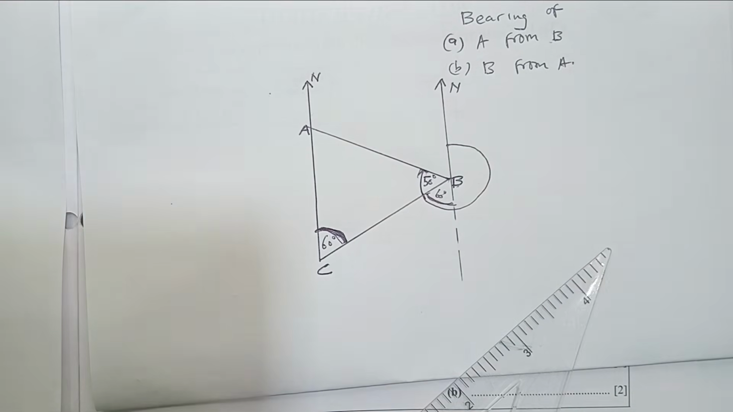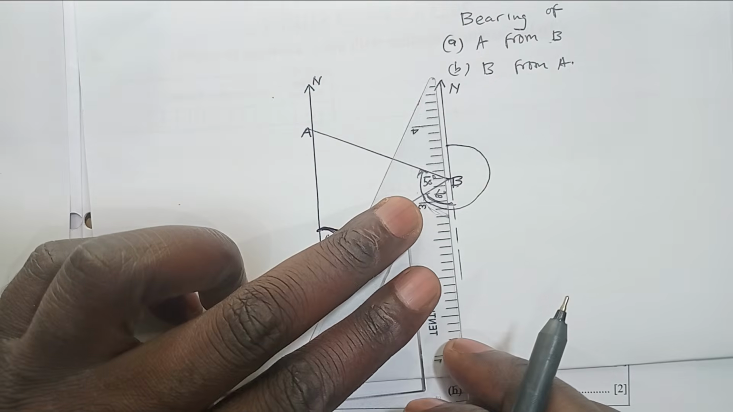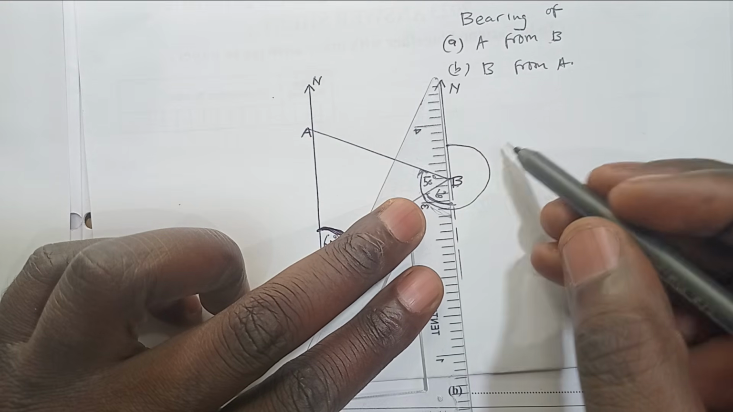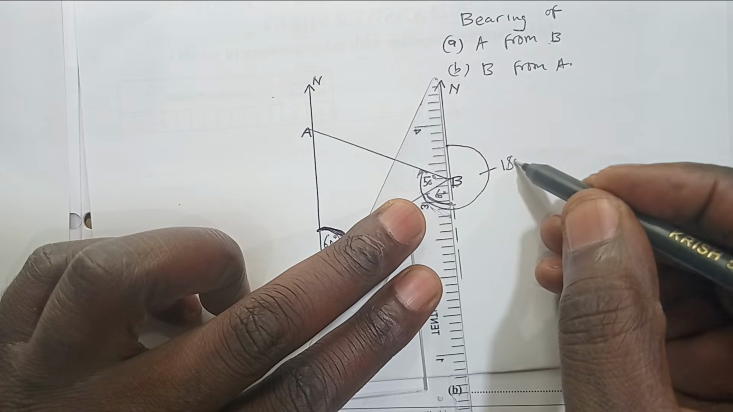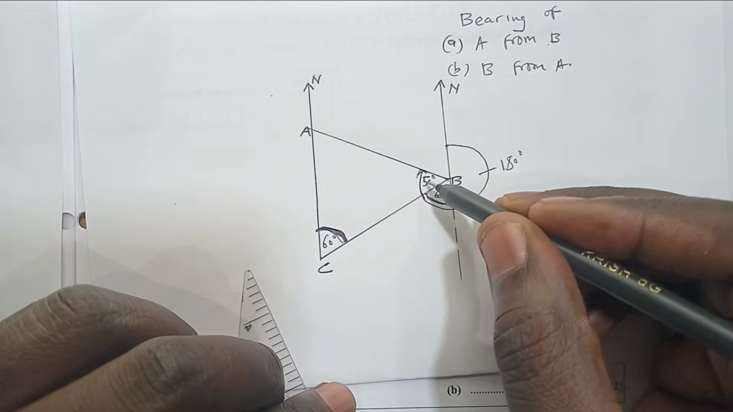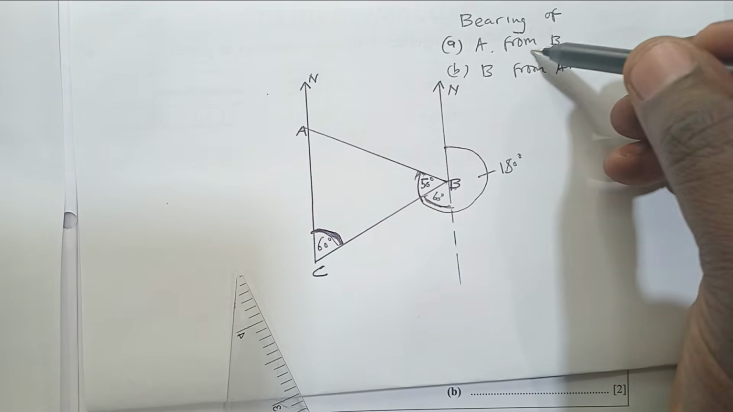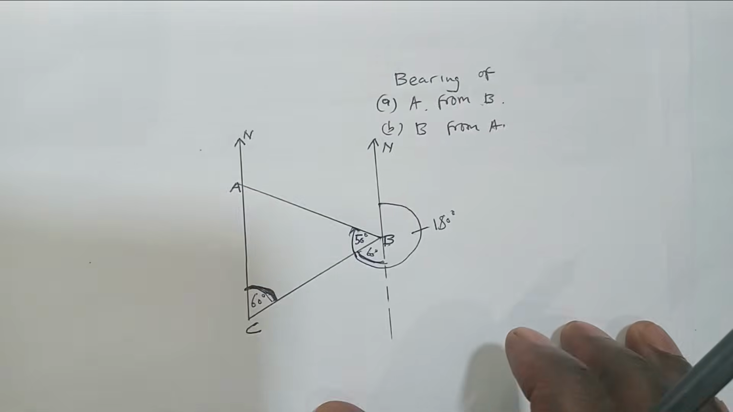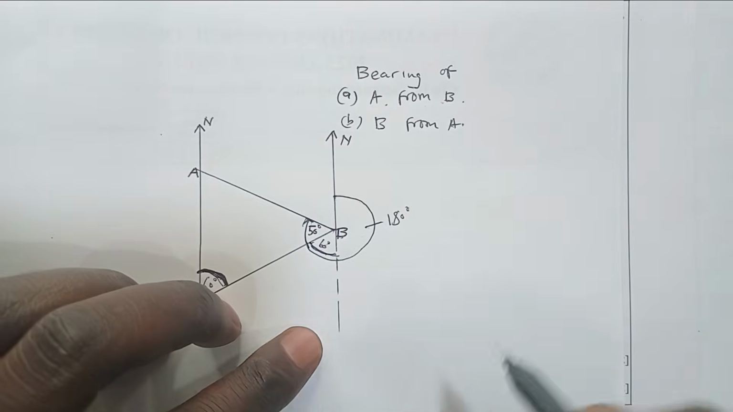And if this is 60 degrees, again, we understand that the straight line angle is supplementary, meaning it is also going to be 180 degrees. From that end to the other end of the line, this is 180 degrees. So it's 180 plus the 60 degrees plus the 50 degrees, which is going to make the bearing of A from B.